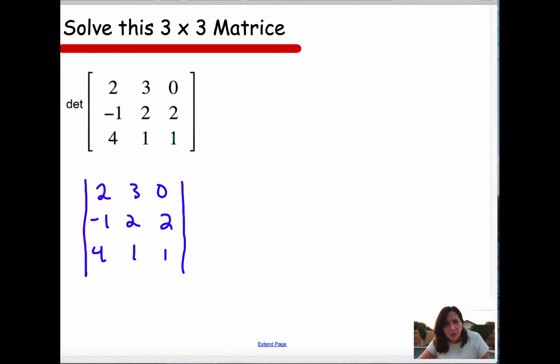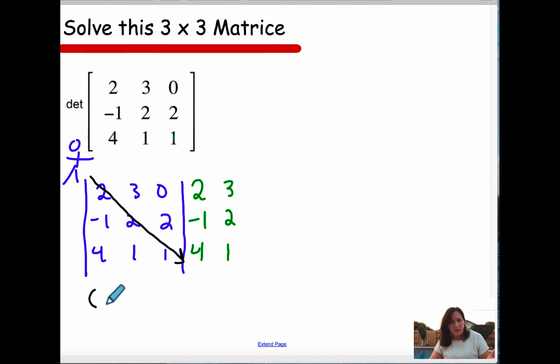The way you do this, the first step is you rewrite the first 2 columns. So we're going to get 2, negative 1, 4. See, the columns go up and down. So I'm rewriting the first 2 columns. And then 3, 2, and then 1. Okay, check. Rewrote the first 2 columns. So now you start in the top left-hand corner always. Put yourself there. And you multiply down right. So we're going to go 2 times 2 times 1.